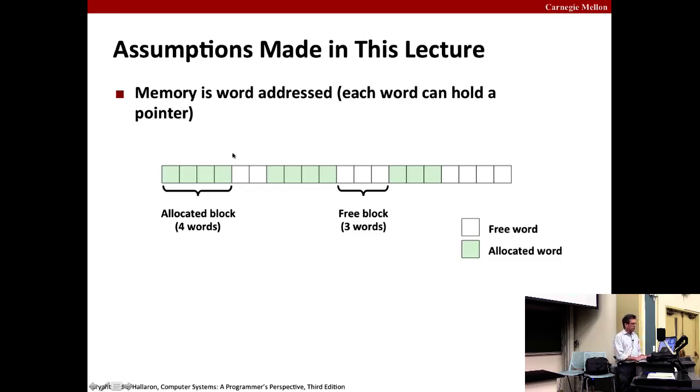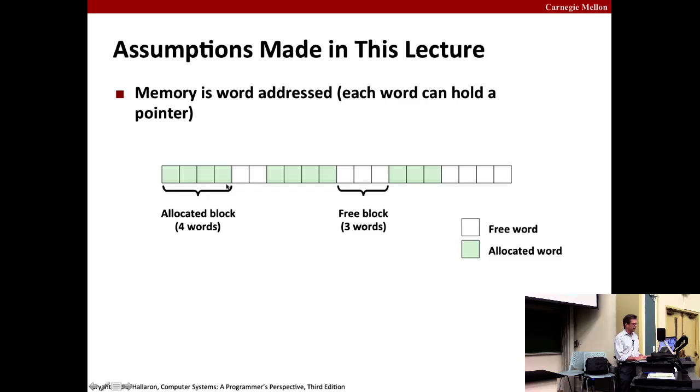And I'm going to assume that words are 4 bytes, so basically the size of an int. So this isn't true. I need to fix that. Basically, we're going to think of words as 4-byte quantities, sort of integer-sized quantities. And then our blocks are contiguous chunks of those words that can be either allocated or free.